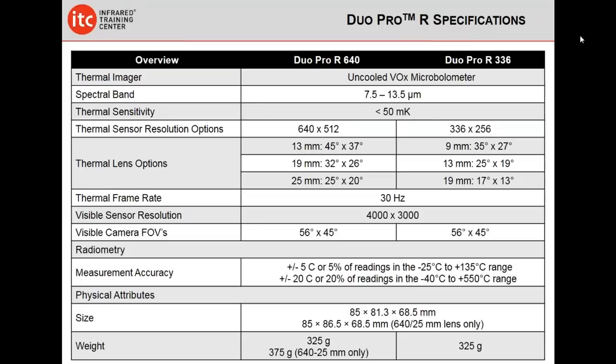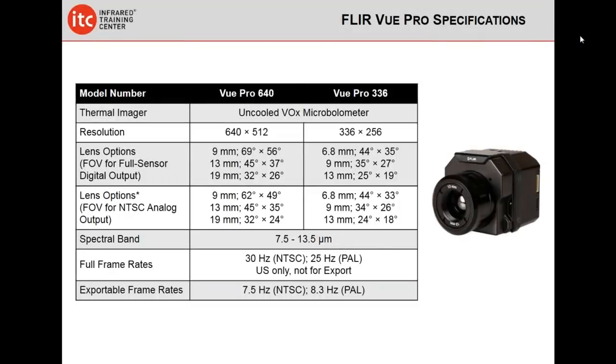Really important. It's important to know accuracy too. Down at the bottom, you'll see plus or minus 5C or 5% of the readings in the different ranges. The FLIR View Pro specs are here for you as well. Again, two different resolutions. And each of these cameras have three different lens options. So it's important to analyze your application or your potential applications and choose the right resolution with the right lens for that application.